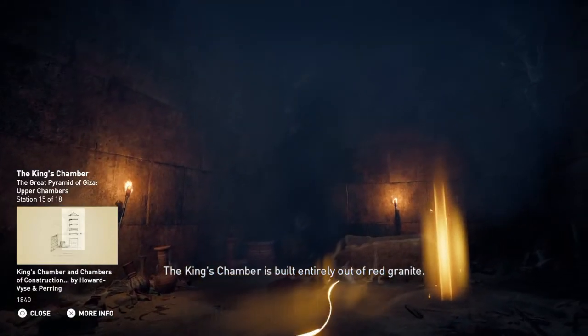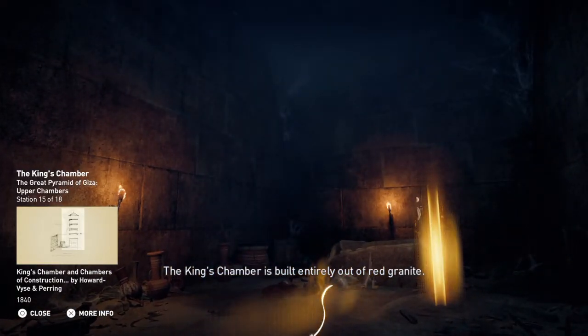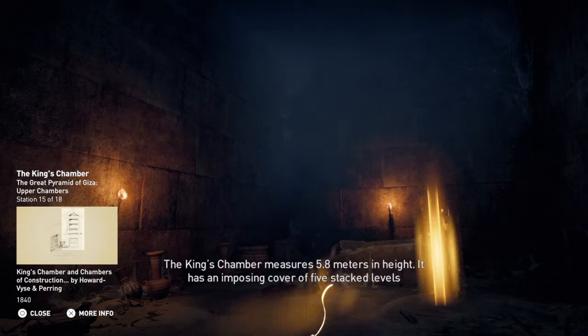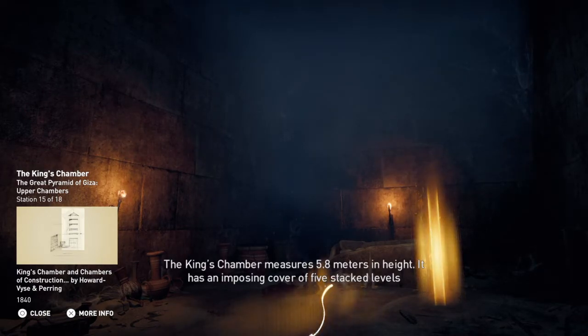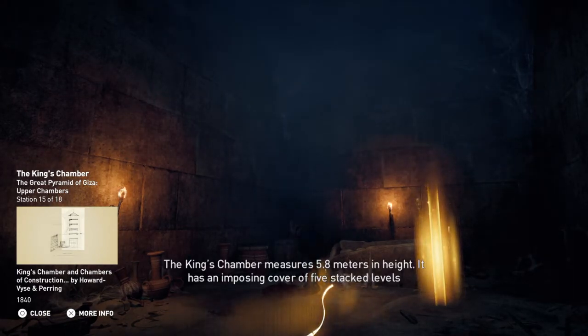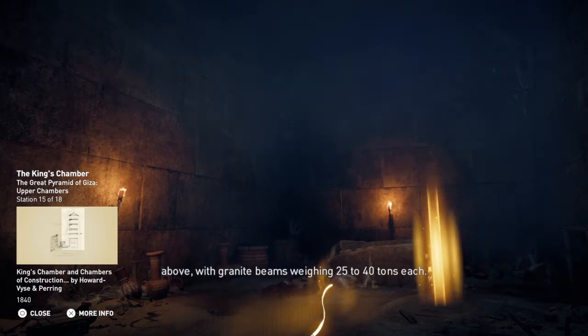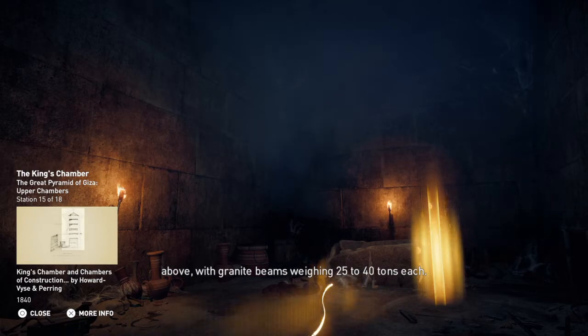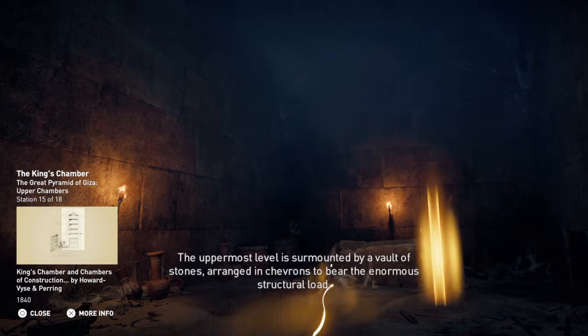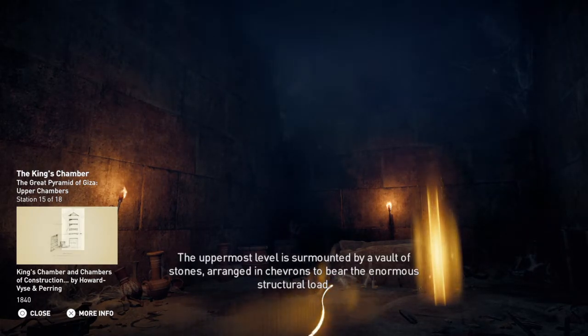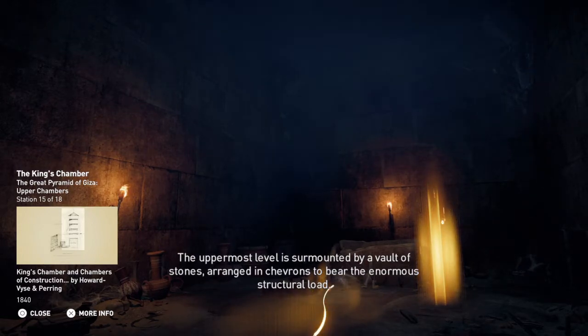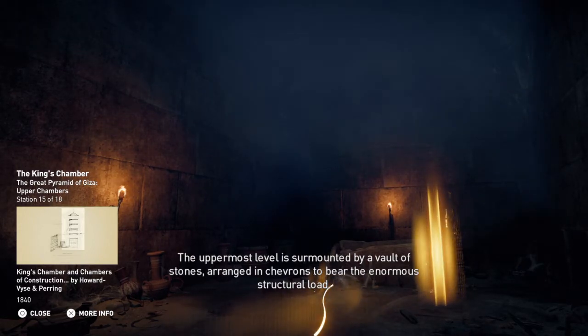The King's Chamber is built entirely out of red granite. The King's Chamber measures 5.8 meters in height. It has an imposing cover of five stacked levels above, with granite beams weighing 25 to 40 tons each. The uppermost level is surmounted by a vault of stones, arranged in chevrons to bear the enormous structural load.